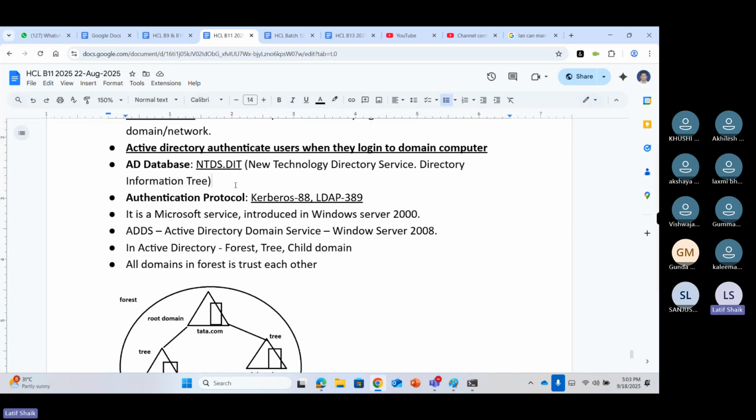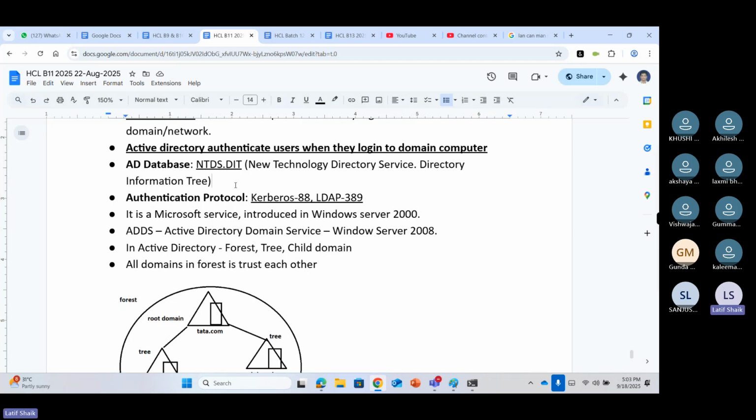So this is about your Active Directory. What is Active Directory? Active Directory provides directory services: Active Directory database, and authentication and authorization services. Active Directory database. One second.